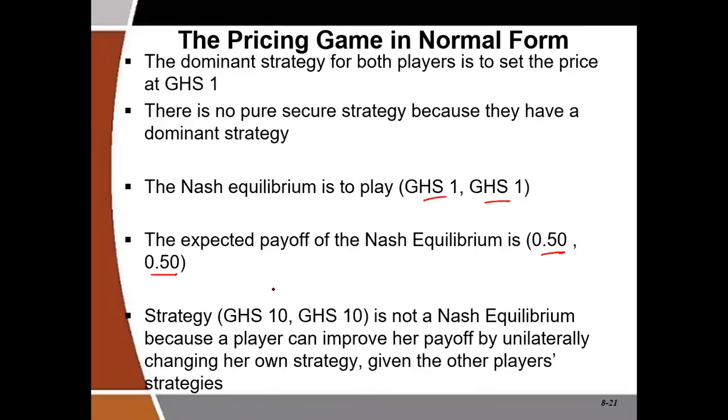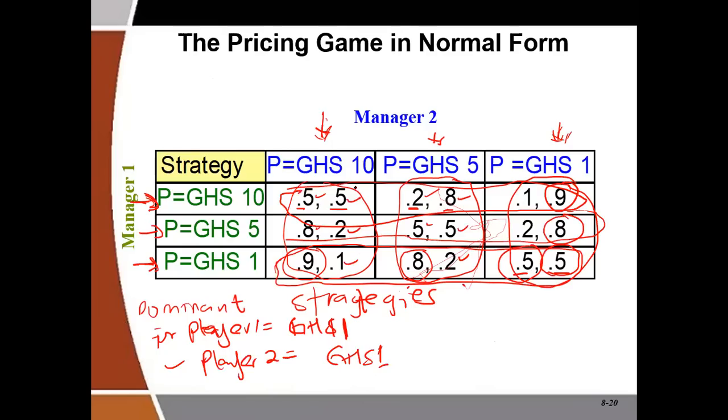50% market share for both. Now, somebody may be wondering, why is it that they don't set 10 cedis, 10 cedis? Because that would have benefited them and still gotten the market share of 50%, 50%. Now, 10 cedis is not a Nash equilibrium, because when one person moves from that, holding the other person constant, the one who moved will increase his payoff.